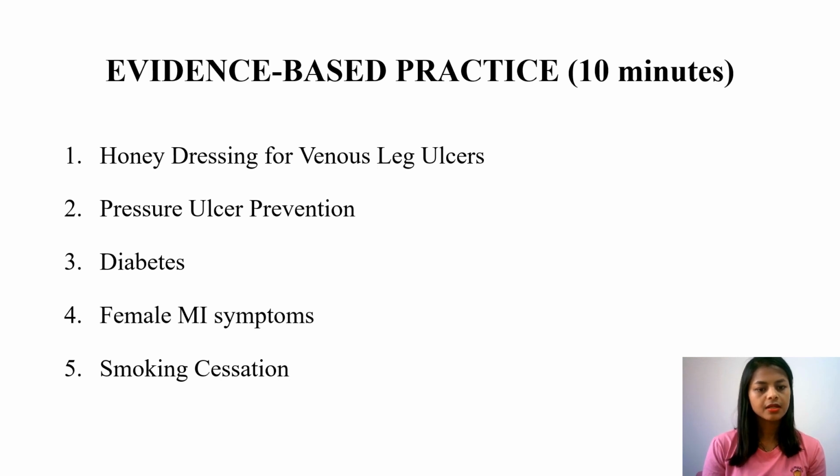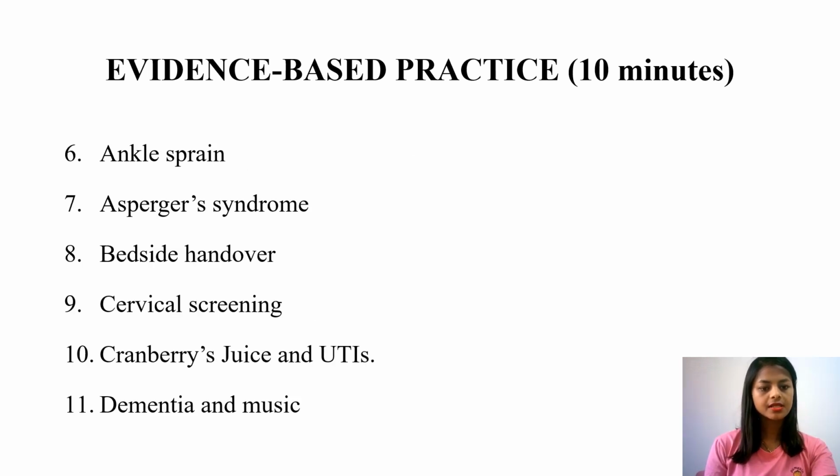Evidence-based practice is a 10-minute station and this is one of the silent stations. These are all the conditions related to which you will be given an article in the exam, and you have to write about the information you will give to the patient. The first one is honey dressing for venous leg ulcer, then pressure ulcer prevention. Third is diabetes. Fourth is female MI symptoms, myocardial infarction symptoms, and then smoking cessation. Again, these conditions were added in September 2022.